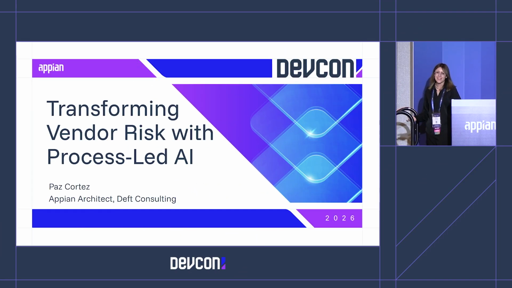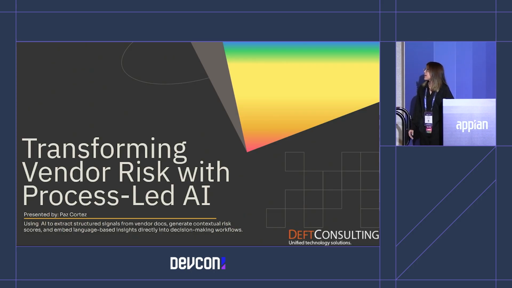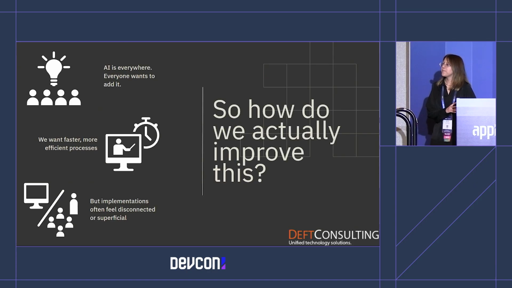My name is Paz. I come from Ecuador, and today I wanted to present a topic that I'm sure everyone has been thinking about a lot lately. There is this expected outcome that everything should become smarter, faster, and that more processes should be automated.